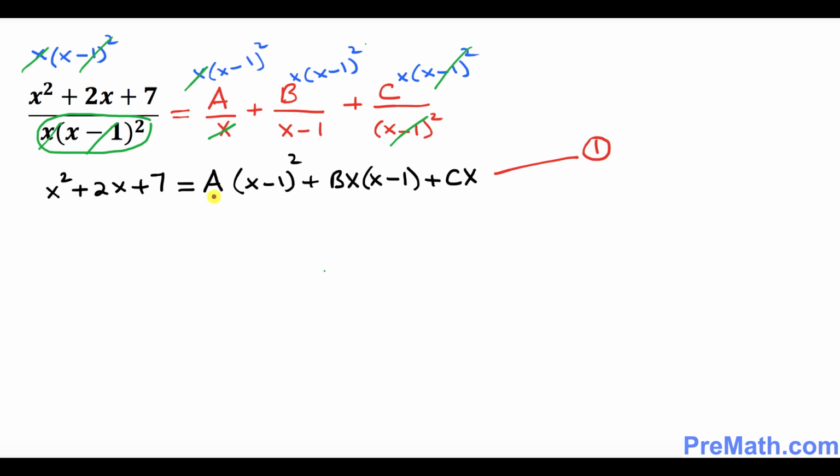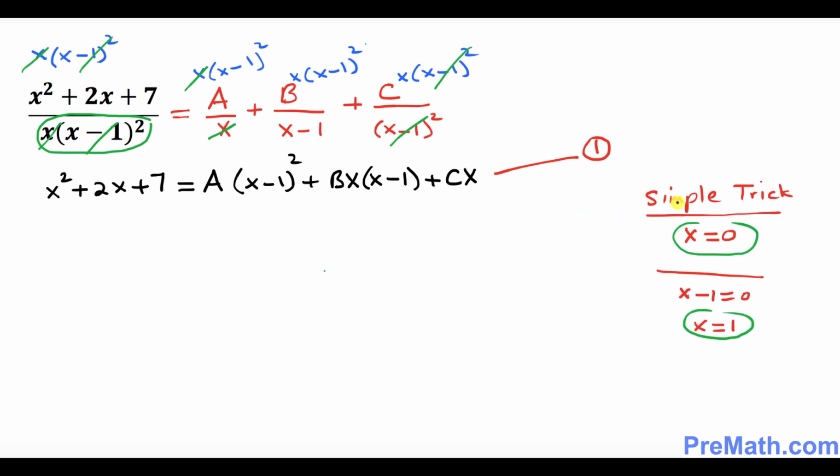Now we want to find the values of A, B, and C. In order to find them, we will be using a simple trick. First of all, look at the denominator. We have x and x minus 1, these two linear factors. I put down separately x equal to 0, and the other, x minus 1 equal to 0, then x turns out to be 1.